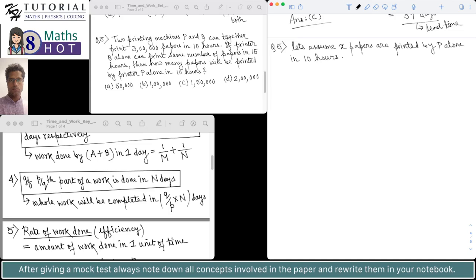And from the assumption that X papers are printed by P alone in 10 hours, we will find out how many papers will be printed by P and Q both in 10 hours. And that will be an expression in terms of X, and we will then equate that to 3 lakh papers. Since it is given that two printing machines P and Q can together print 3 lakh papers in 10 hours.